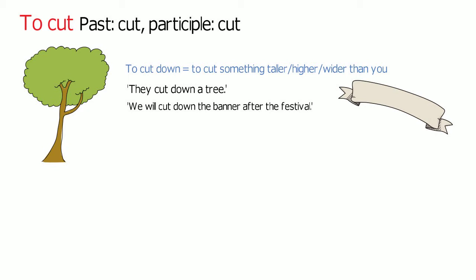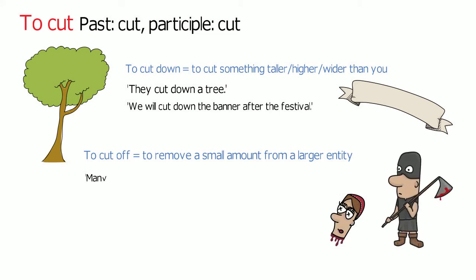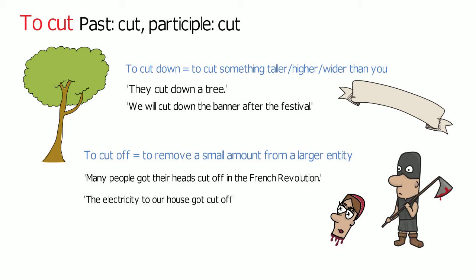The second is to cut off. This means to remove a small amount from a larger entity. For example, many people got their heads cut off in the French Revolution. Or, the electricity to our house got cut off last night. Our house is a small part of a bigger network, and a head is a small part of a larger object called a body.